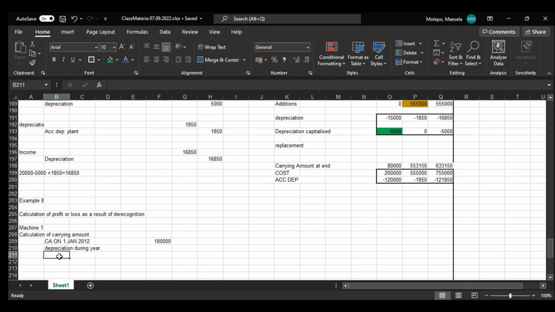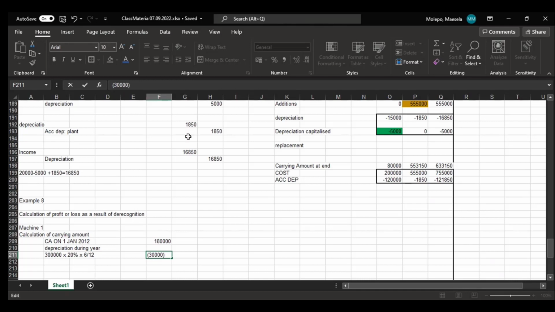The depreciation during the year will be calculated on a straight line, right? So the cost was 300,000. We're going to multiply by 20% and divided by 6 months, because for that year depreciation is only for 6 months. Then it is 30,000.